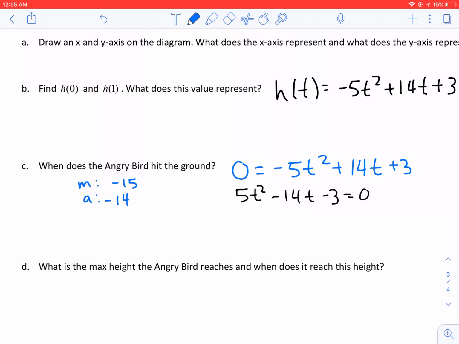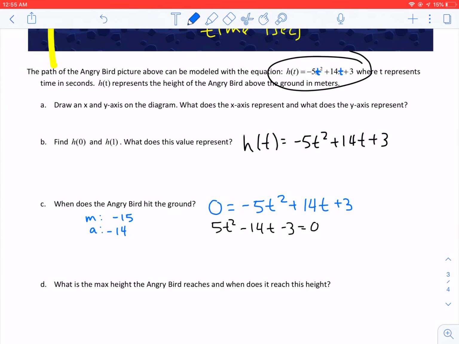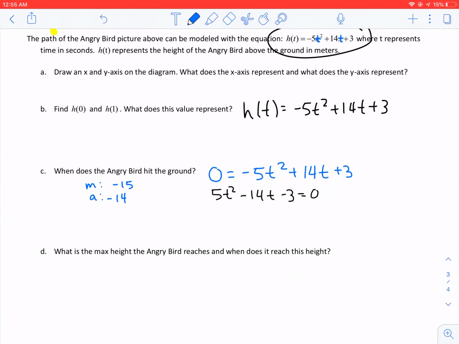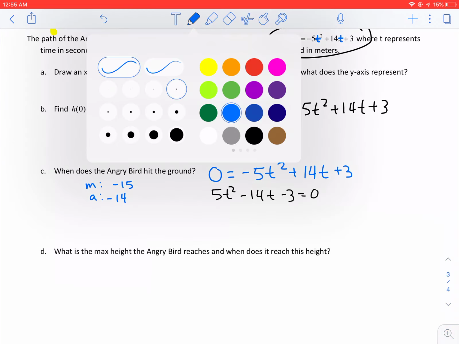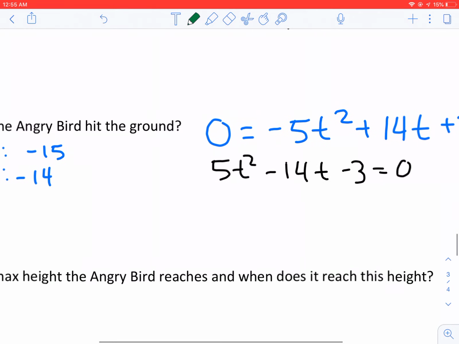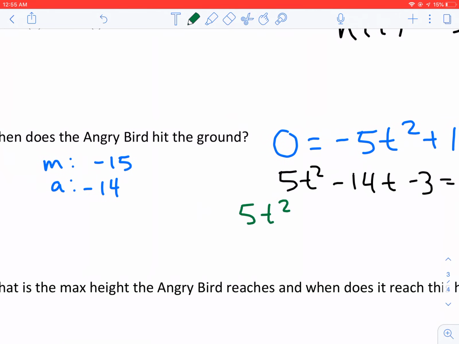You know what? I think I'm just going to finish this with you guys because we've already done this much. So when does the Angry Bird hit the ground? Let's finish factoring this. I was thinking of stopping right there, but let's do this.